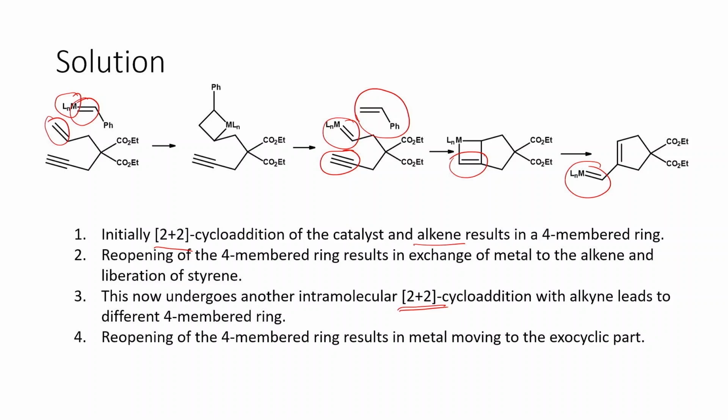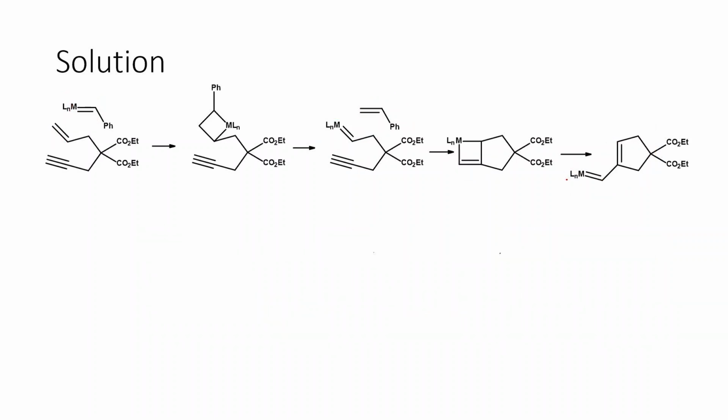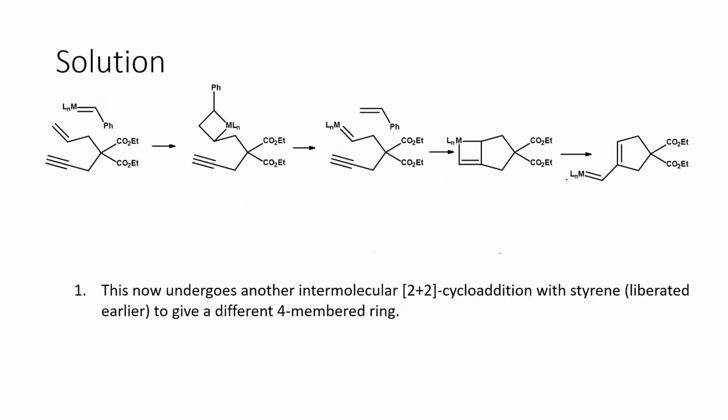So during the whole process, what happened is that we have formed a cyclopentene type intermediate. These are the overall steps that are happening, and here the metal is now attached to the exocyclic double bond. Once this intermediate is formed, it will again undergo a 2+2 addition reaction with the styrene that was liberated in the previous step.